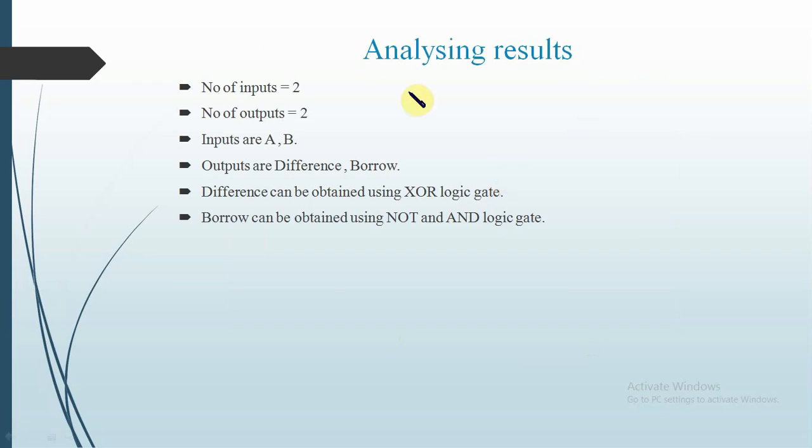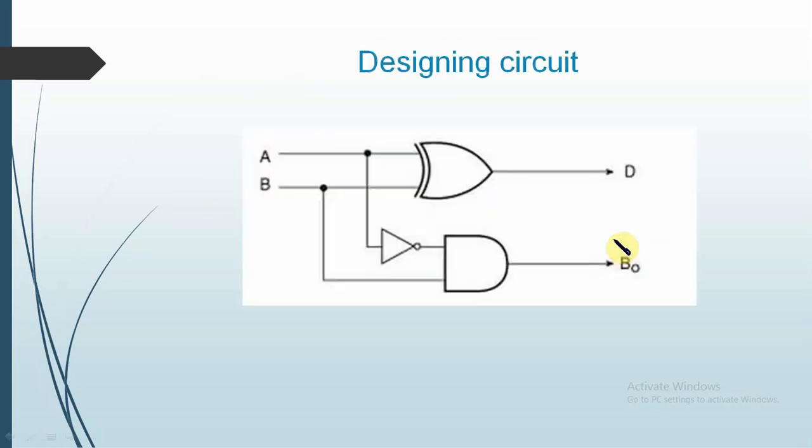There are number of inputs 2, number of outputs 2. Inputs are A and B, and outputs are difference and borrow. The difference can be obtained by using an XOR gate, as we already saw, and borrow can be obtained by the NOT and AND logic gates. Here are some designing circuits of that.